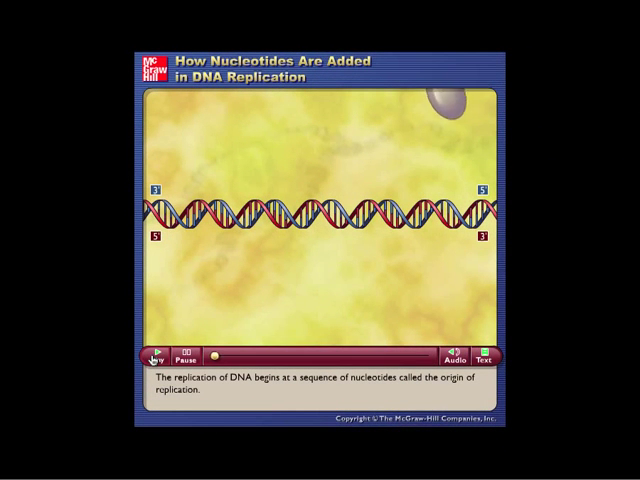The replication of DNA begins at a sequence of nucleotides called the origin of replication.